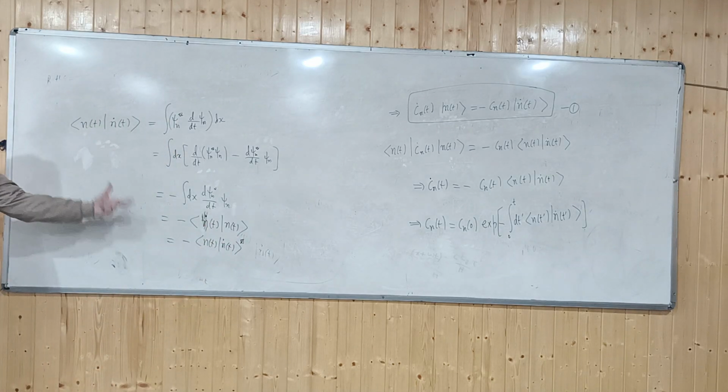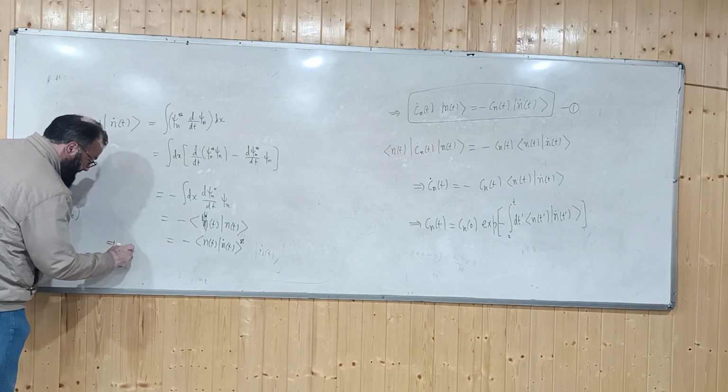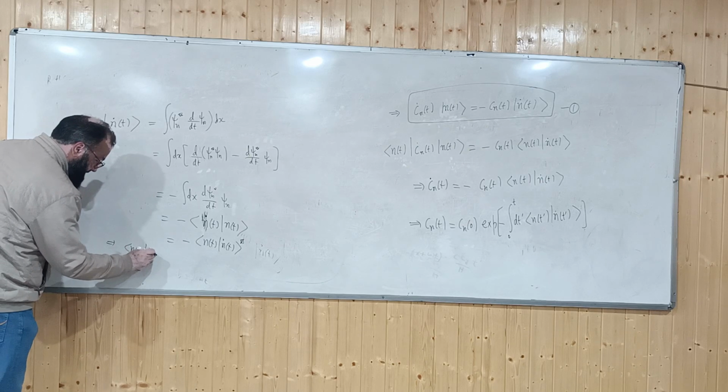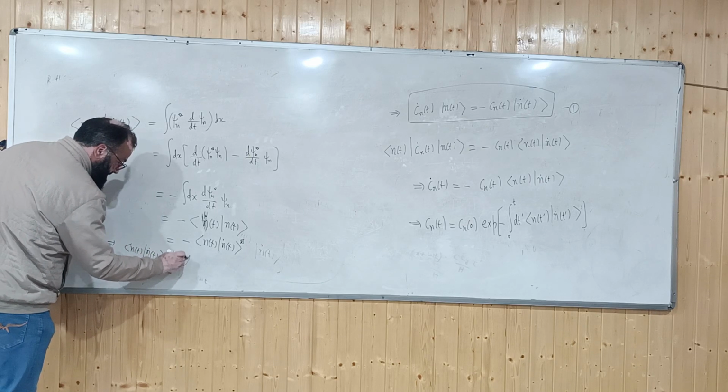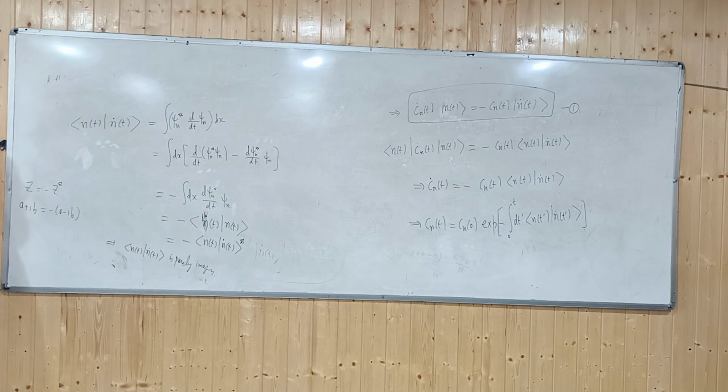Now is this the same thing? When you have a number z equal to minus z star, what does it mean? It has to be purely imaginary. Because z is a plus ib, and minus z star is minus a plus ib, so a and a cancel and only b remains. So it has to be purely imaginary, which implies that ⟨n(t)|ṅ(t)⟩ is purely imaginary. Got it?